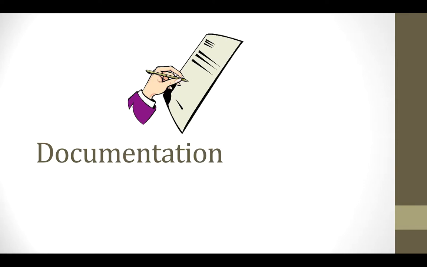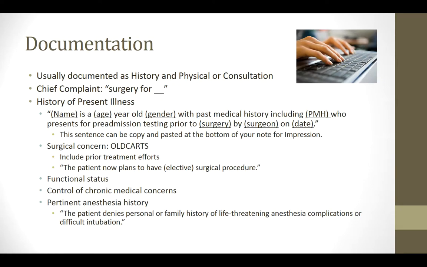So a couple pearls or tips for documentation. I have pretty much included what I use for my documentation. For my chief complaint, I'll just talk about the reason or the indication for the surgery. I always start my history of present illness with so-and-so is a 60-year-old male with a past medical history including whatever, who's presenting to pre-admission testing prior to this surgery by this surgeon on this date, and then I copy and paste that again in my impression at the bottom.